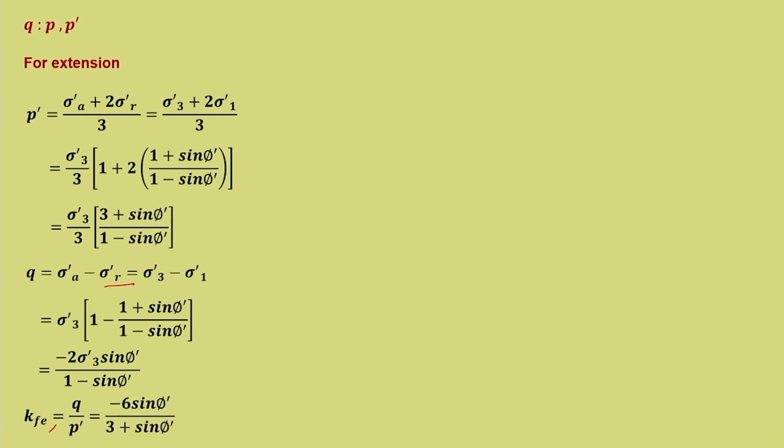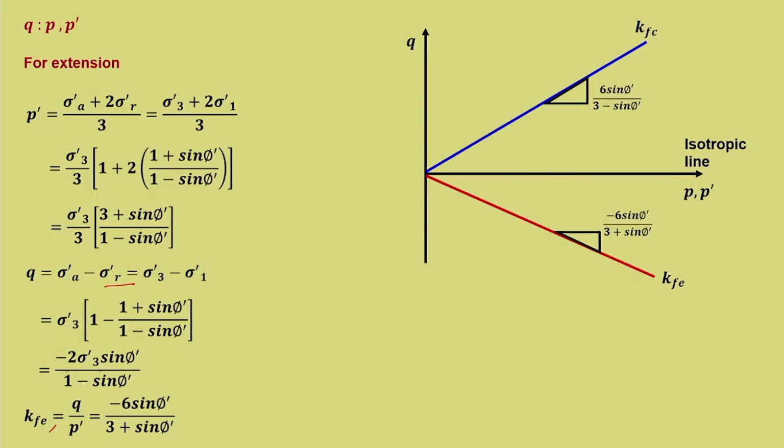So, Kf of extension is Q by P dash, equal to minus 6 sin phi dash divided by 3 plus sin phi dash. So, you can mark it, it is just the negative, and in the denominator, instead of minus here it is plus. So, minus 6 sin phi dash upon 3 plus sin phi dash. So, what we have done for all the stress path plots, now the bounds are defined. Now, in whatever manner we need to study the stress path, we can do that.